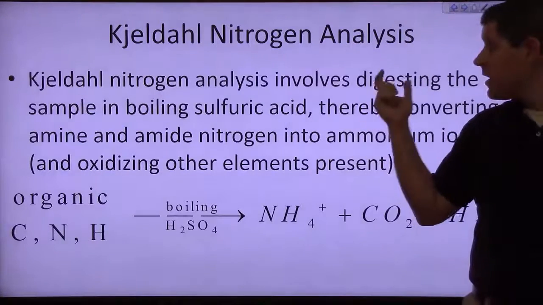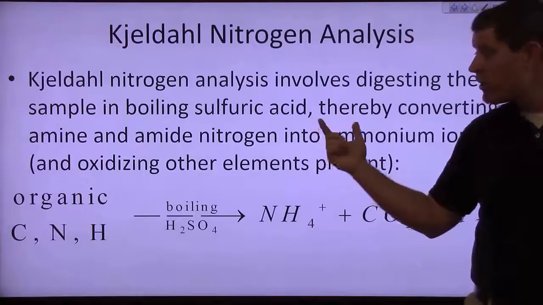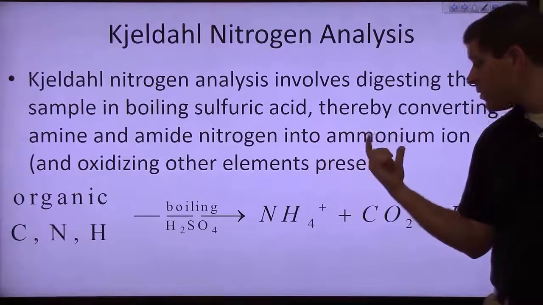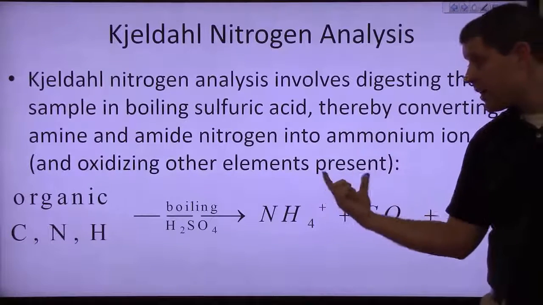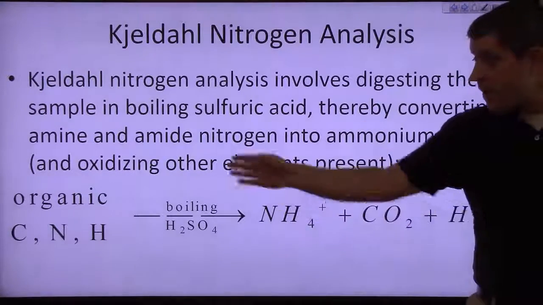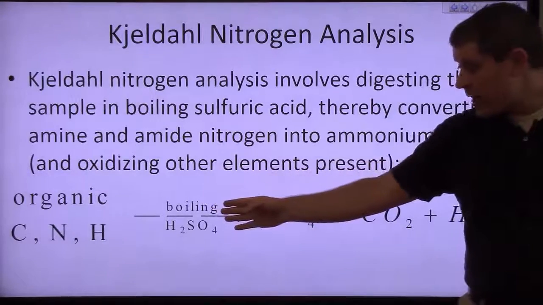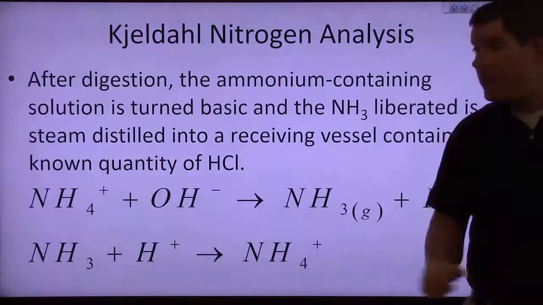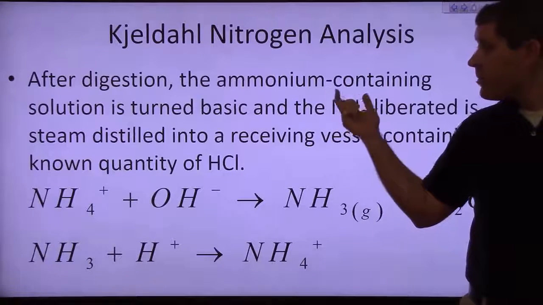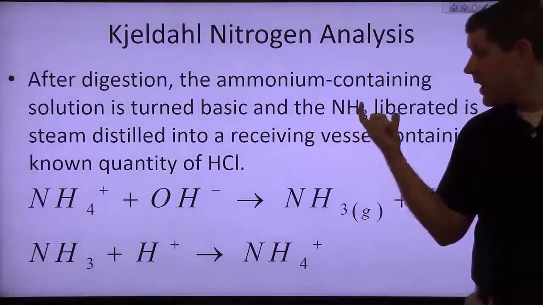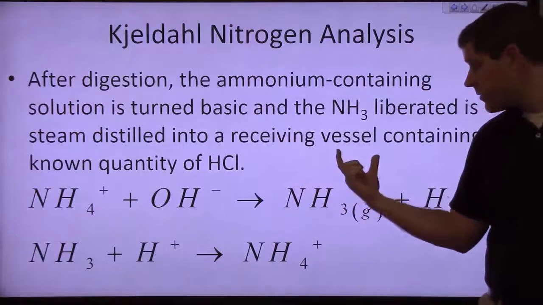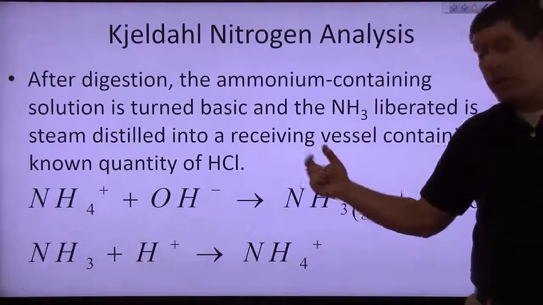And this analysis involves digesting the sample in boiling sulfuric acid, thereby converting the amine and amide nitrogen into ammonium ion, and then oxidizing other elements present. That is, our organic carbon, nitrogen, and hydrogen get turned into ammonium ion, carbon dioxide, and water. Now, after digestion, the ammonium-containing solution is turned basic, and the ammonia that's liberated is steam distilled into a receiving vessel containing a known quantity of hydrochloric acid.